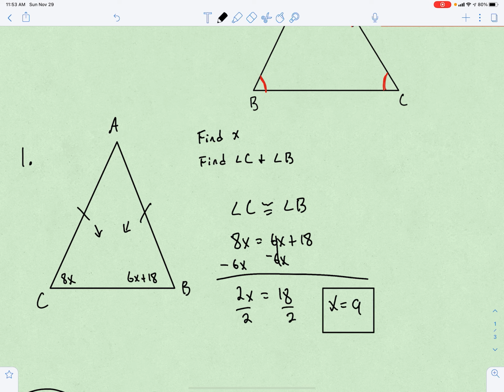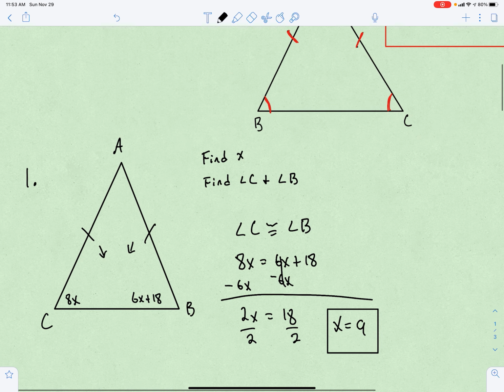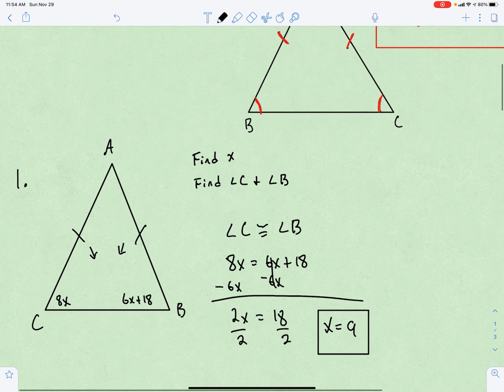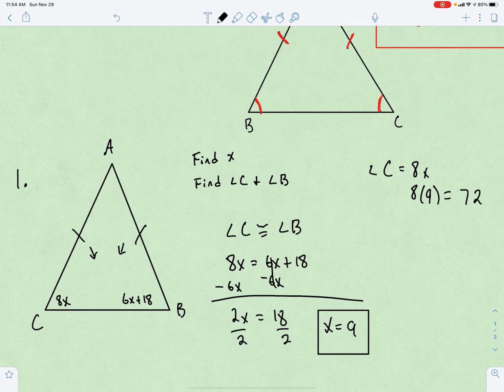Now that I have what x is, I got to find out what angle C and angle B are. This is the same thing we've been doing, where we're going to take that x and plug it back in. So if we know that angle C is equal to 8x, I'm going to plug that 9 in for x. That would be 8 times 9, which is 72. Now we know that angle C and angle B are congruent, so we already know that angle B is 72. But I'm going to go ahead and do the math to show you that it works out that way.